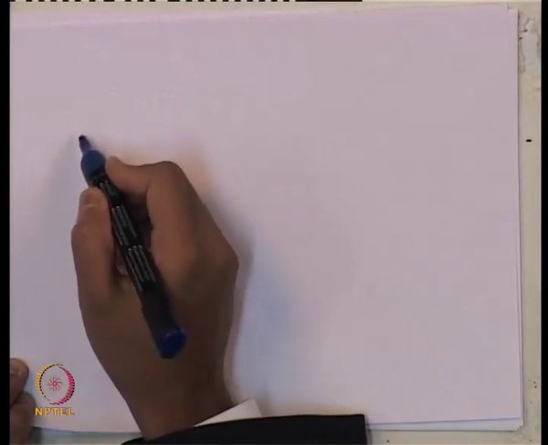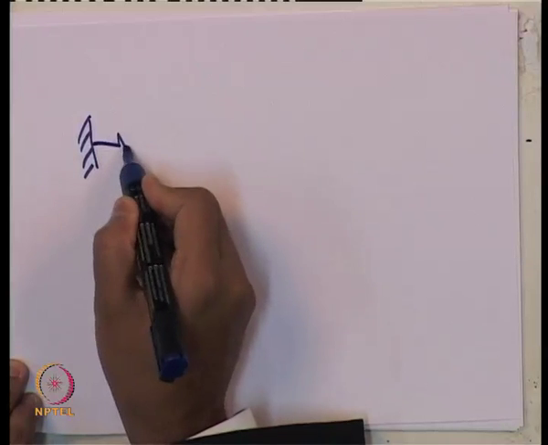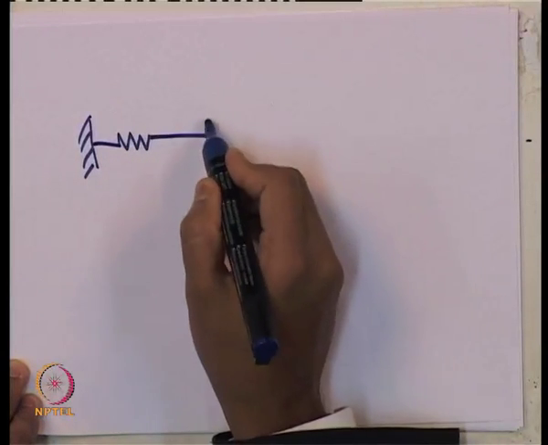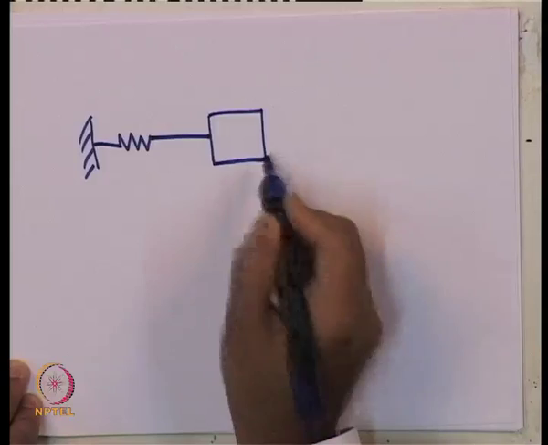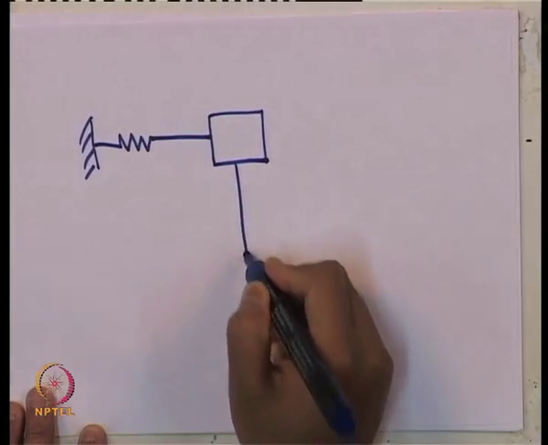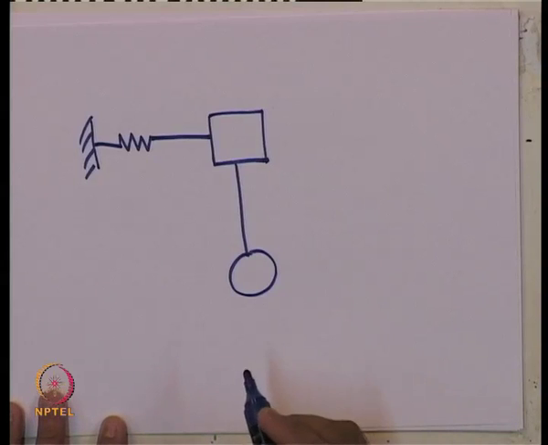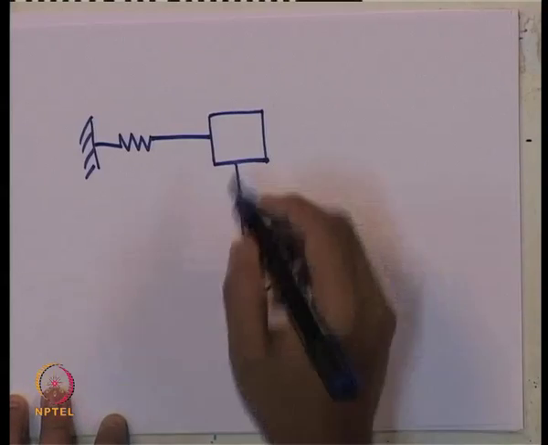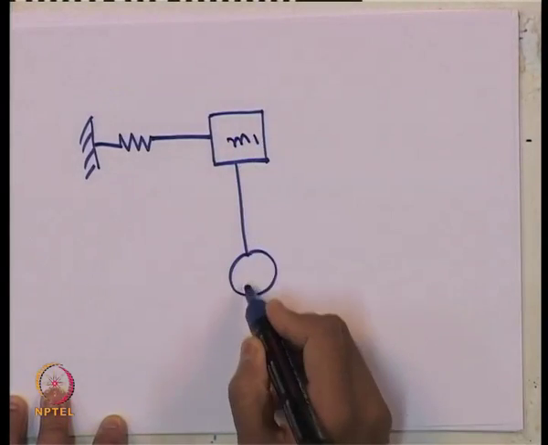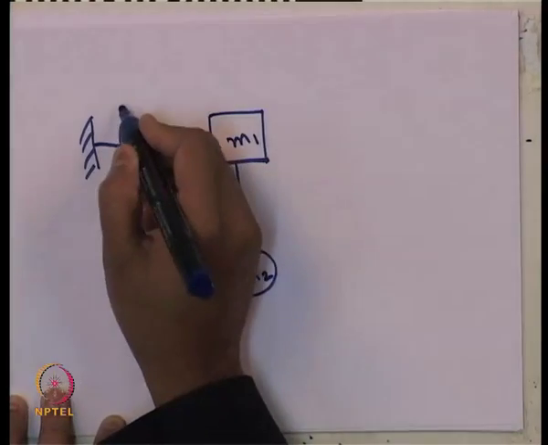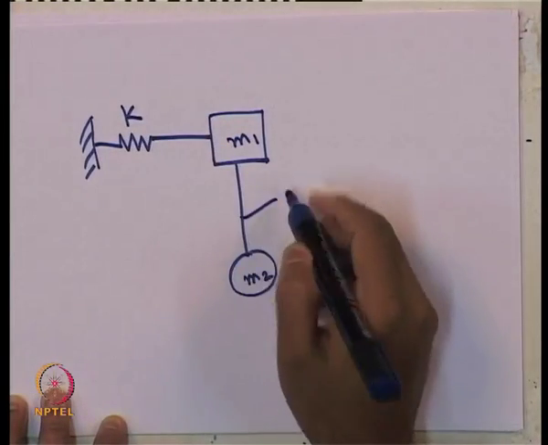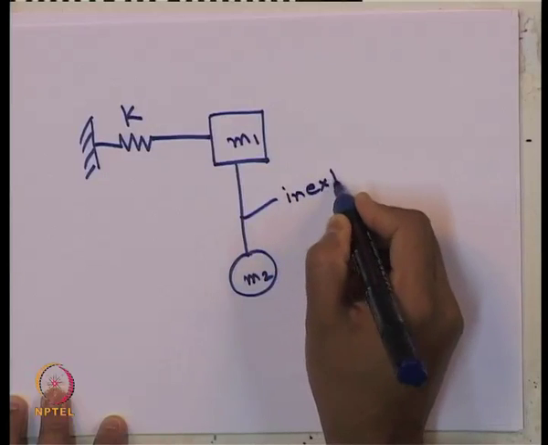Let us take another example. If we have a system with a combination of this linear spring connected to a mass, then connected to a bob or pendulum kind of arrangement, then how many degrees of freedom does this problem have? This is mass say M 1, this is mass say M 2, this is spring K, and this rod let us say is inextensible.